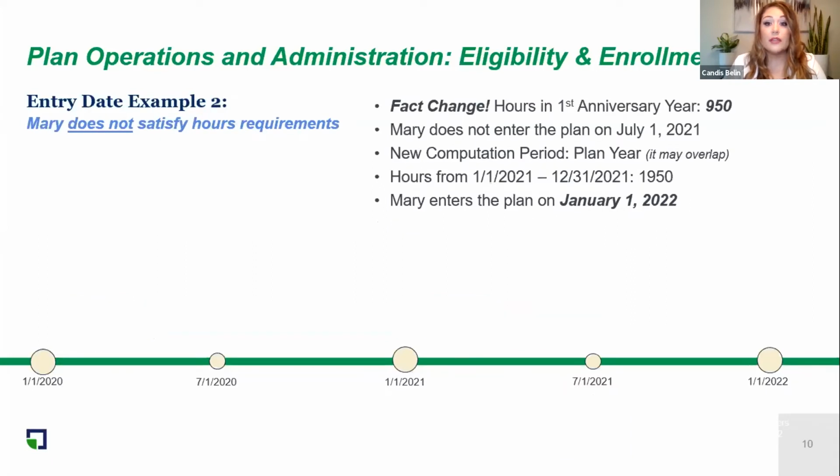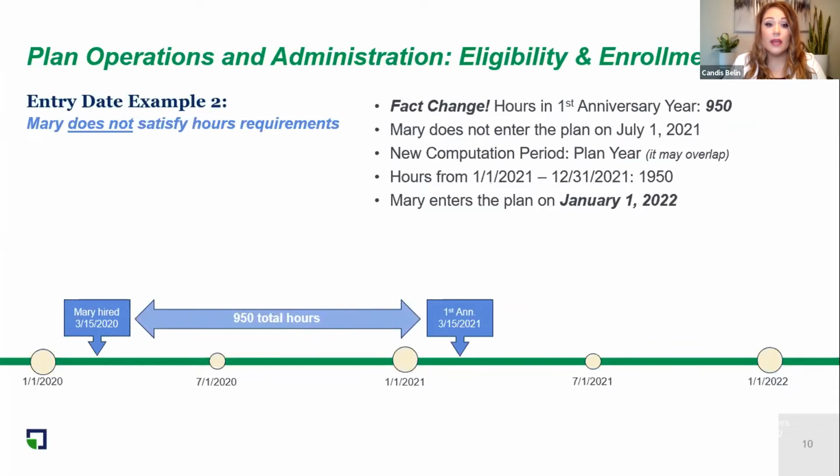Now let's take a look at another example where we change a fact so that Mary does not satisfy the hours requirement. And this is important to know because it shifts her entry date. So same hire date, her first anniversary year, March 15th, 2021. So in that first anniversary year, she has 950 hours. So she does not meet all of the requirements. So we have to stop.